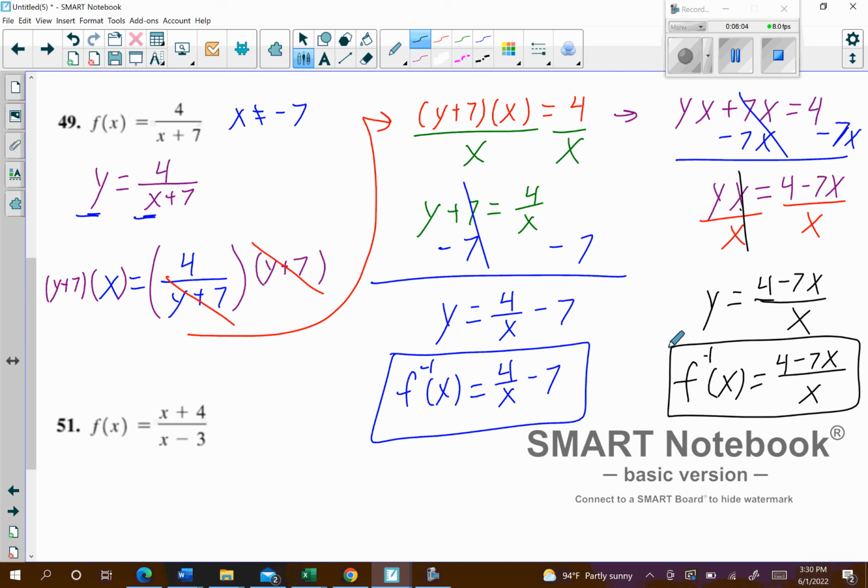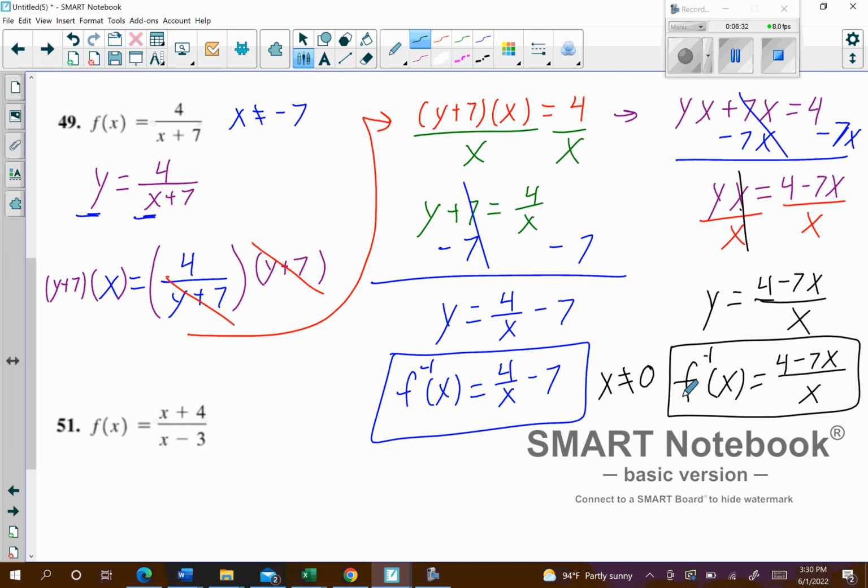All right. Okay, so let's go ahead and look at our next one here. Just real quick, another restricted value on the domain of my inverse function would be that x could not equal 0. So just pointing that out right there.